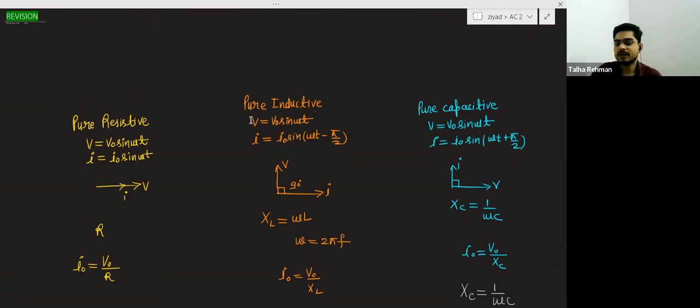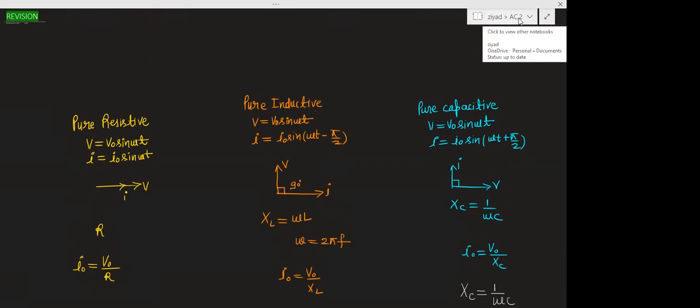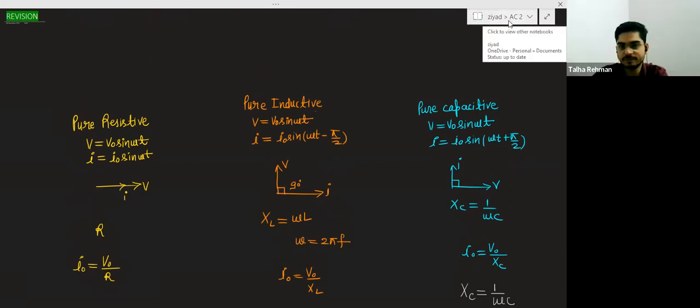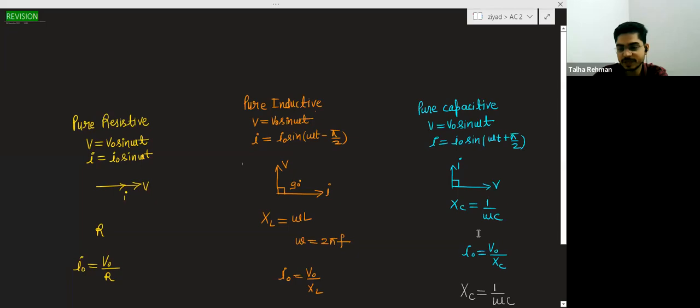So basically, now we will connect the inductor, capacitor, and the resistor in series, and we will see what will be the equation of the voltage, what will be the equation of the current, and what type of phasor diagram we will have in this. So basically, the series LCR circuit. I think today's lecture will be on this topic only.